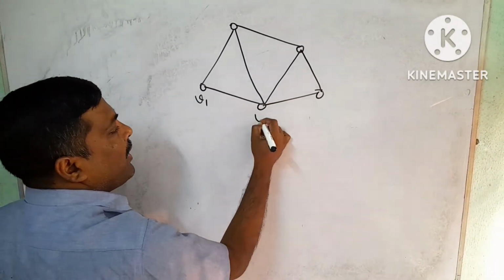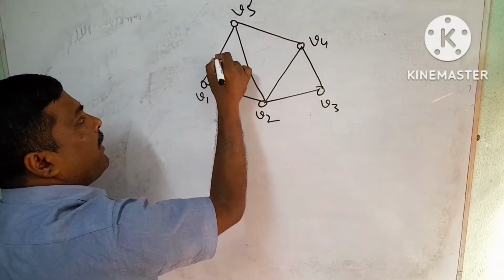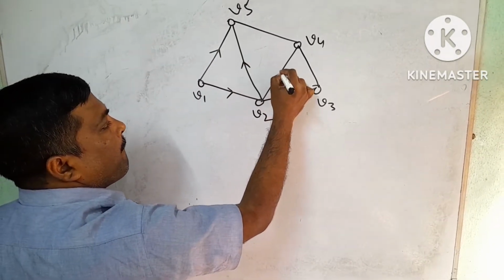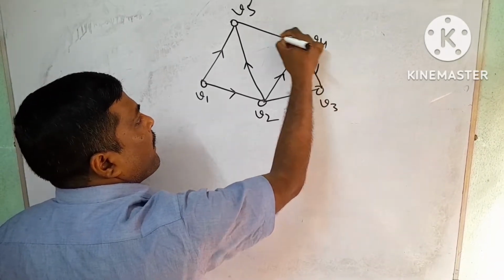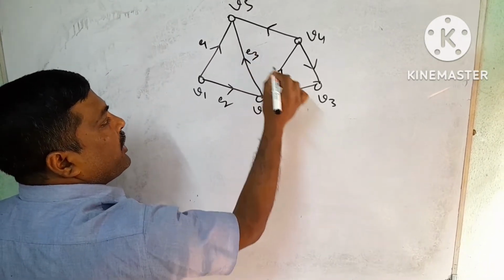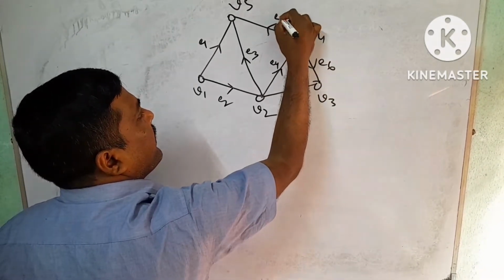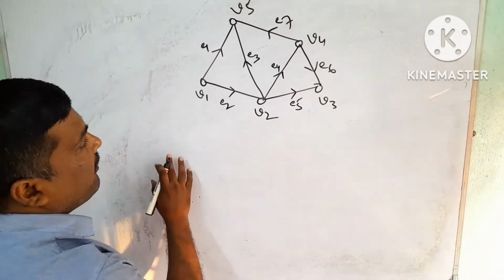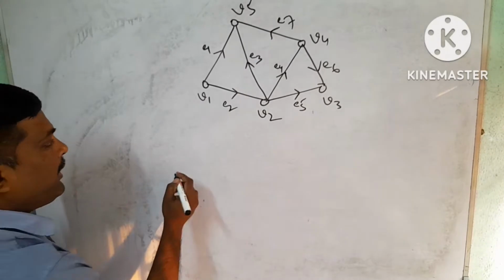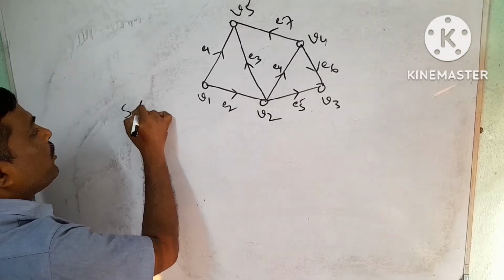Suppose this is vertex V1, V2, V3, V4, V5. This is edge E1, this is E2, E3, E4, E5, E6, E7. This is the graph G having 5 vertices V1, V2, V3, V4, V5 and 7 edges E1, E2, E3, E4, E5, E6, E7. So the corresponding incidence matrix has order 5 cross 7.